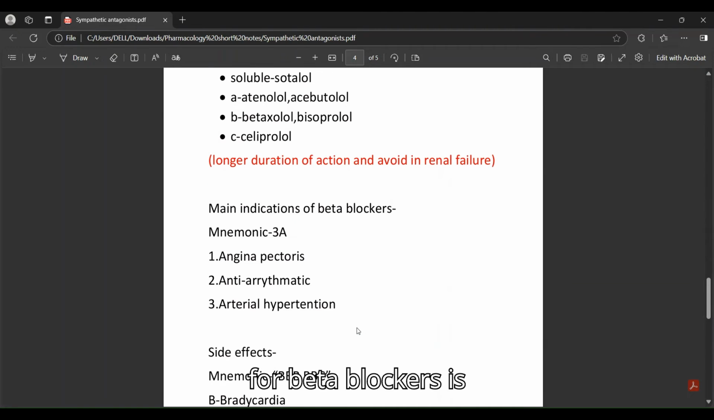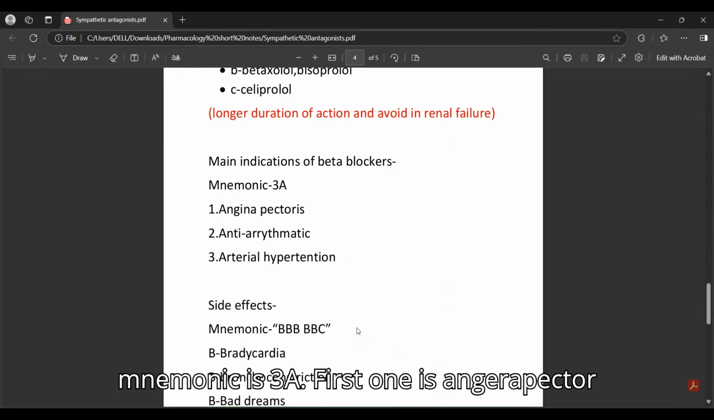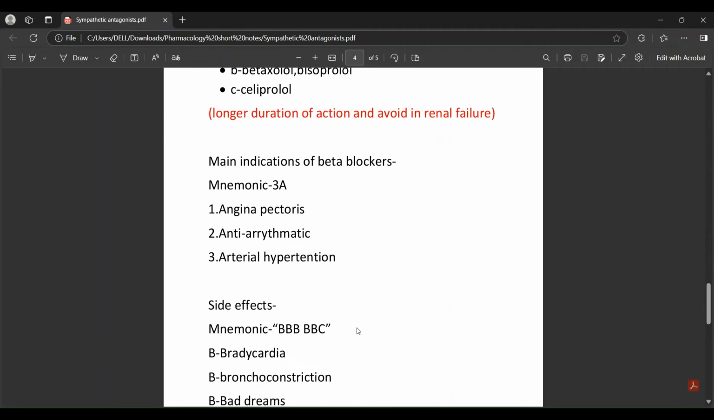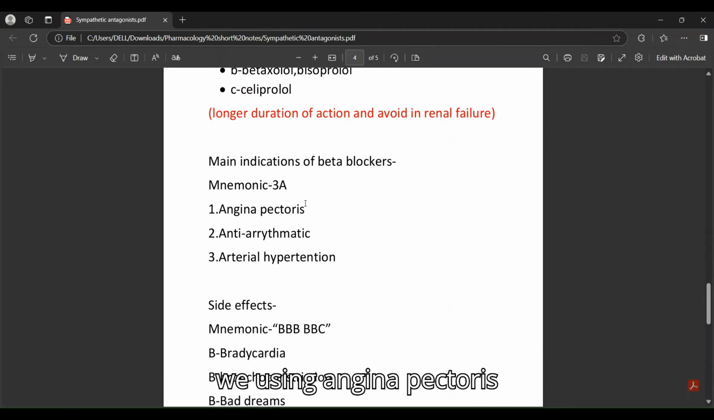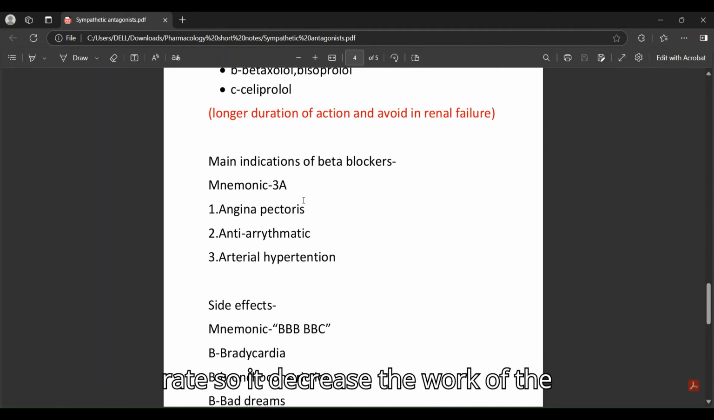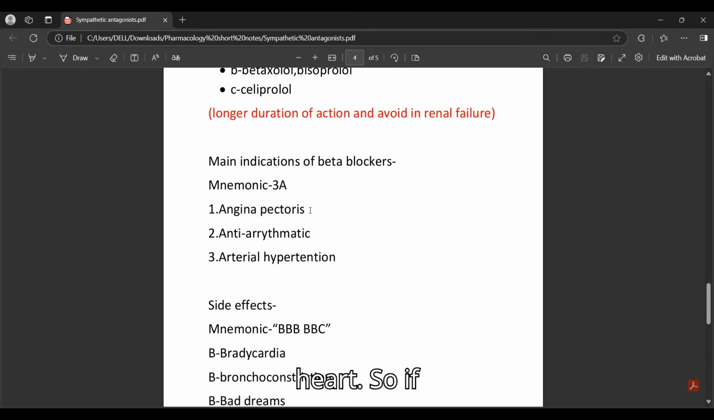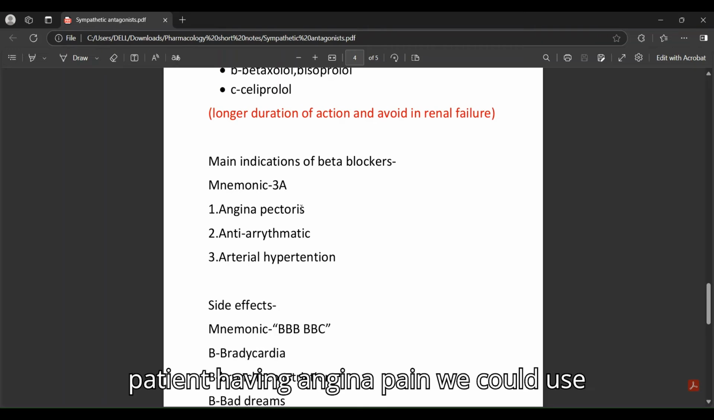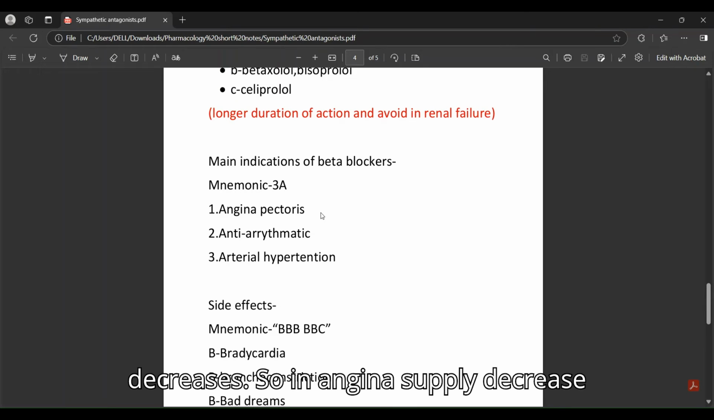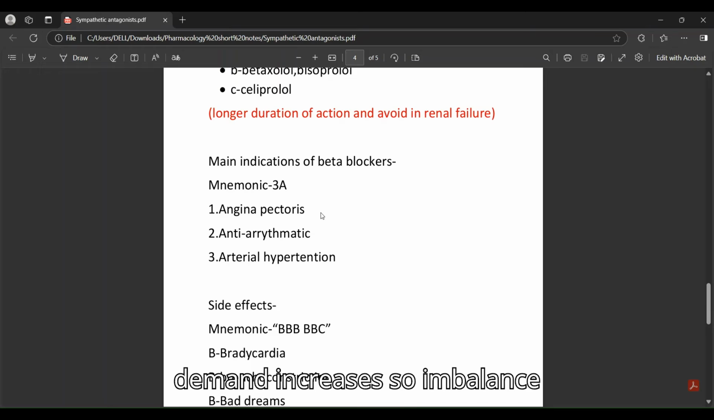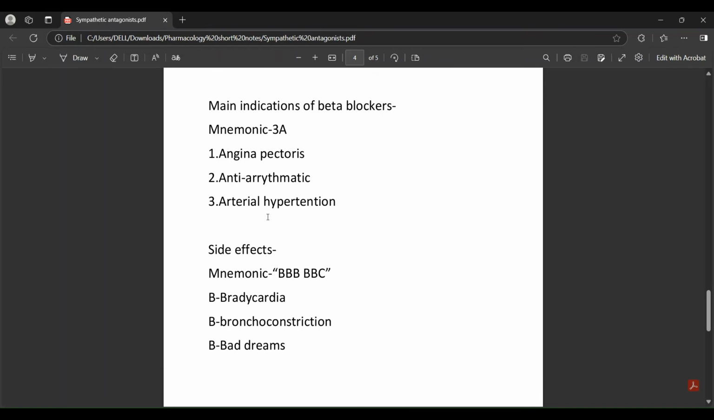The main indications for beta blockers, the mnemonic is 3A. First one is angina pectoris, second is antiarrhythmic, and third one is arterial hypertension. Why do we use them in angina pectoris? Beta blockers decrease the heart rate, so they decrease the work of the heart. If a patient has anginal pain, we could use beta blockers to decrease the work of the heart, and demand decreases. In angina, supply decreases, no, demand increases. It's an imbalance in the myocardium, so we use beta blockers to decrease demand. When heart rate decreases, the work of the heart also decreases. So demand will be less.